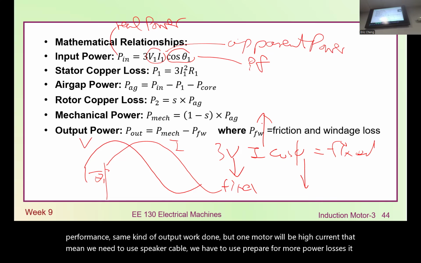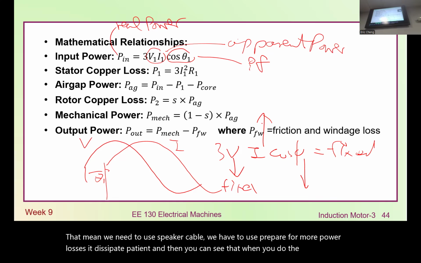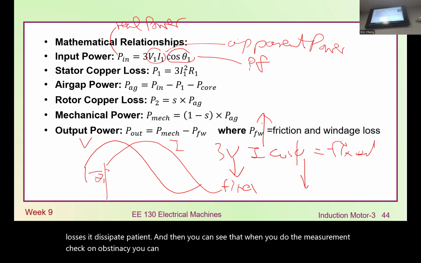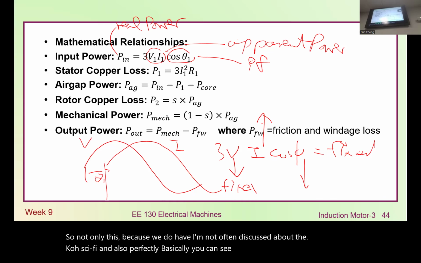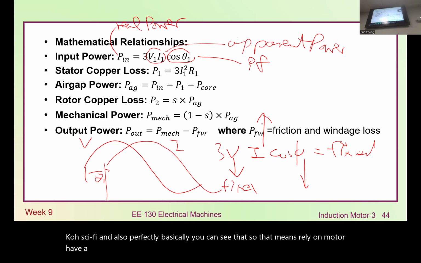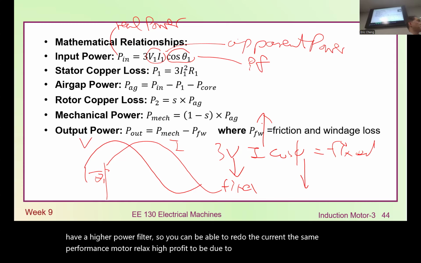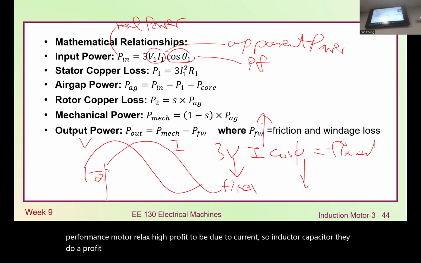When you do the measurements and check with an oscilloscope, you can see that voltage and current have a wider displacement because of the power factor. So that is the consequence. We have discussed a lot about cosine phi and power factor. We like a motor to have a higher power factor so we can reduce the current. For the same performance, a high power factor motor reduces the current. Inductors and capacitors do have power factor issues, so we need to think about how to manipulate them.